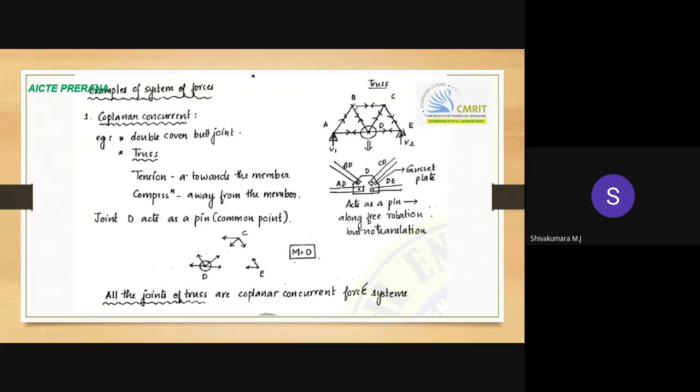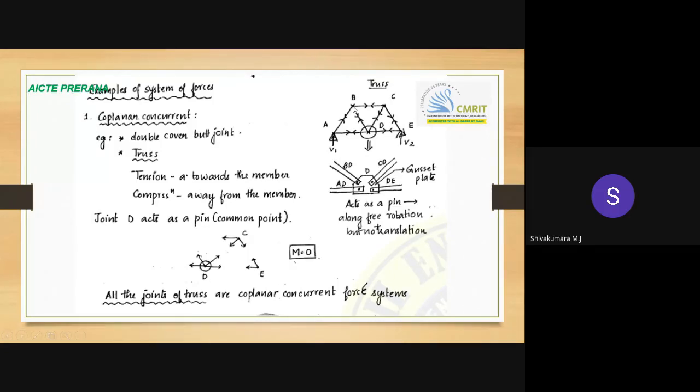If you consider a joint over here, that is joint B, how many members are connected at joint B? Three members are connected. Each member is subjected to either compression or tension, so all the forces are axial forces. If you extend the lines of action of these compression or tension forces, they will meet at one single point P, so it becomes concurrent.